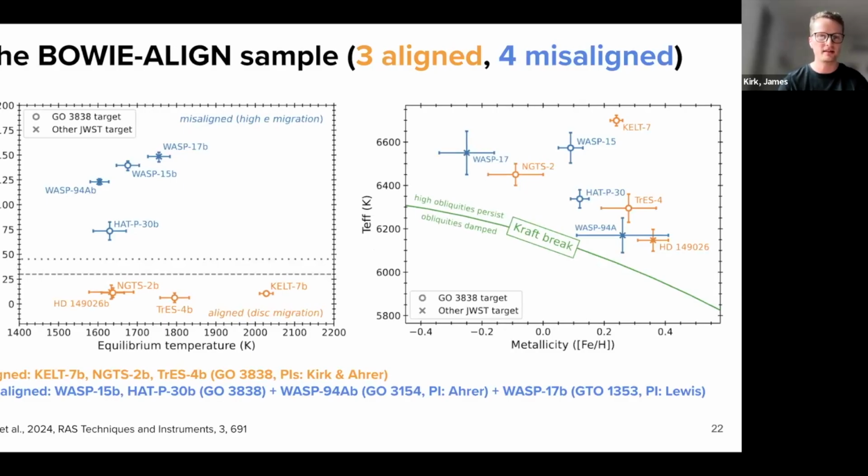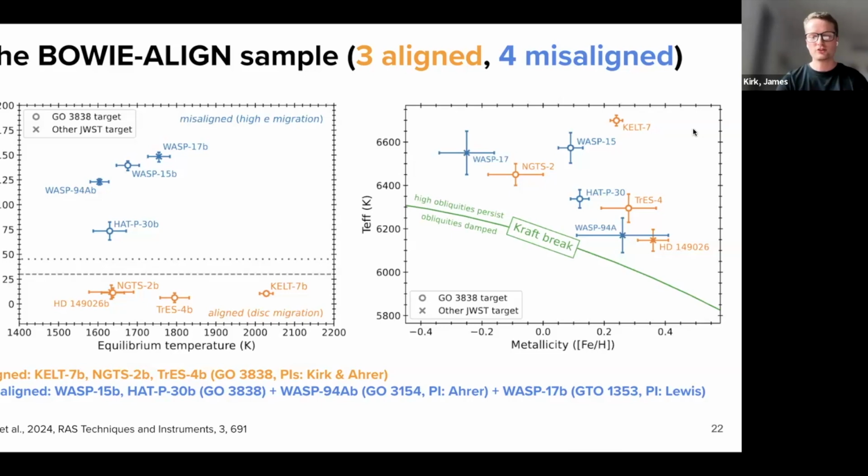of the 7 planets. The misaligned planets are shown in blue, 2 of which were observed through the GEO-3838 program, while WASP-94 was observed through Evie's separate JWST program, and WASP-17 observed through the GTO program led by Nicole Lewis. Our aligned planets in orange are NGTS-2b, TRACE-4b, and KELT-7b that were all observed through GEO-3838. And these aligned planets all have obliquities less than approximately 15 degrees.